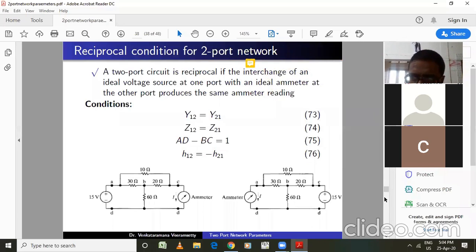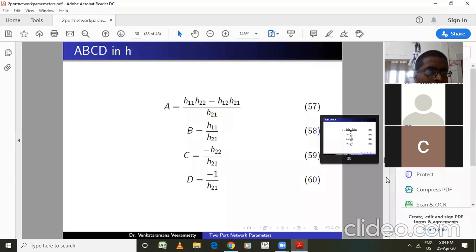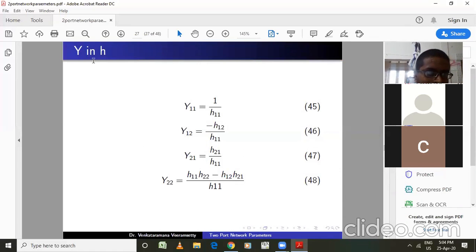Similarly, check the Y parameters in terms of the hybrid parameters.